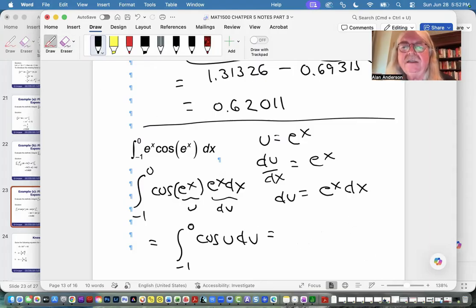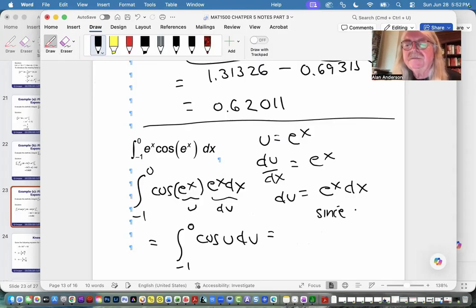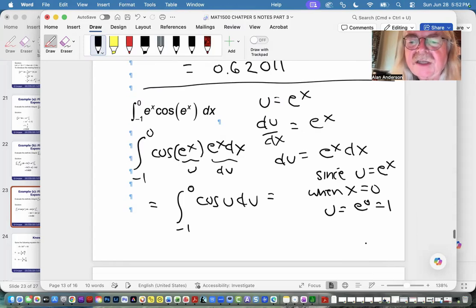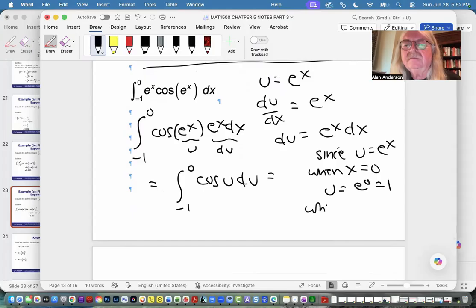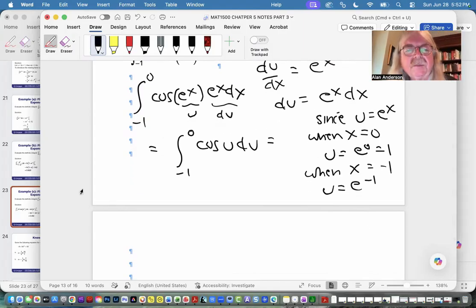If we're going to let u be e to the x, when x equals 0, u is e to the 0, which is 1. And when x is -1, u is simply e to the -1. So we have to replace these limits of integration with 1 and e to the -1.